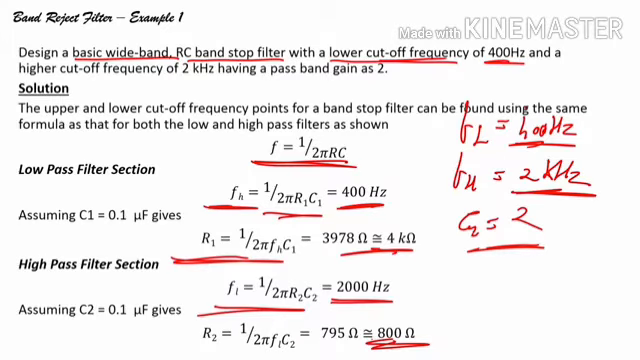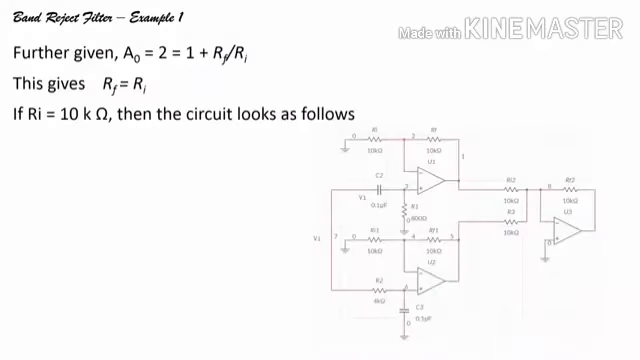So, we have found the value of R1, we have found the value of R2, we already know the value of C1, we already know the value of C2. Do we know it? Yes, we know it, right? C1, C2. Then, you see, if I keep the values of C1 and C2, I can now find the values of R1 and R2, I know FH and FL, then I can design the band stop filter.